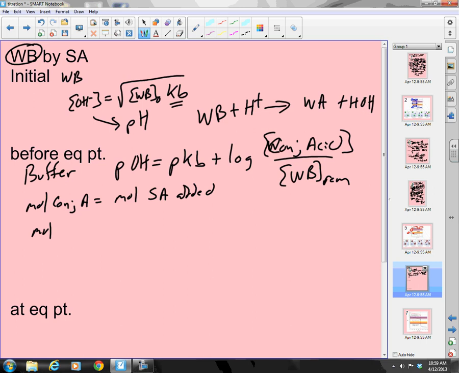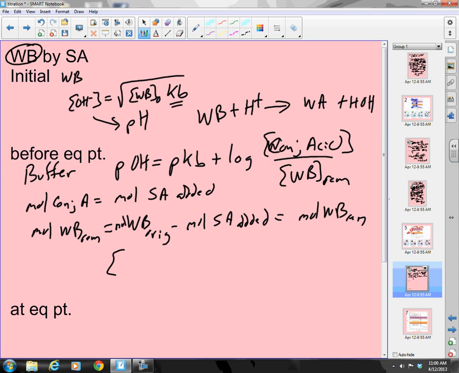How do I get my moles of weak base remaining? Well, that's going to be my moles of weak base original minus moles of strong acid added. And that'll give me my moles of weak base remaining. And then I need my concentration of, oh no, I don't. Since these are concentration over concentration, my volume cancels. I can plug that in there, plug this in here. I will get pOH, and from my pOH, I can get my pH.